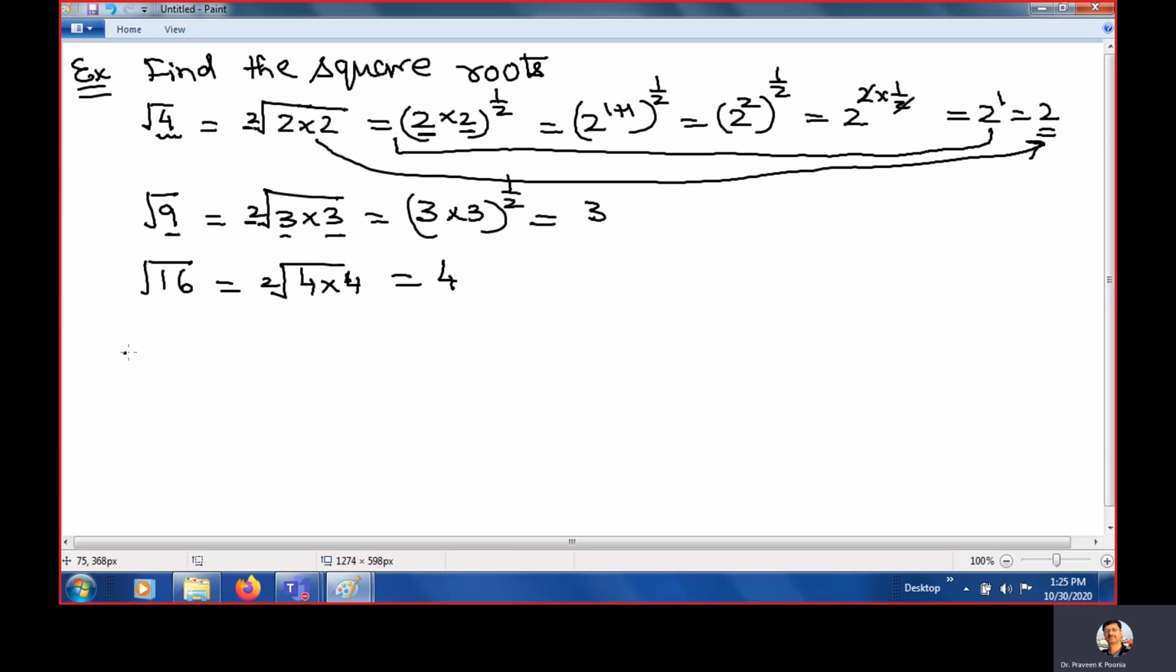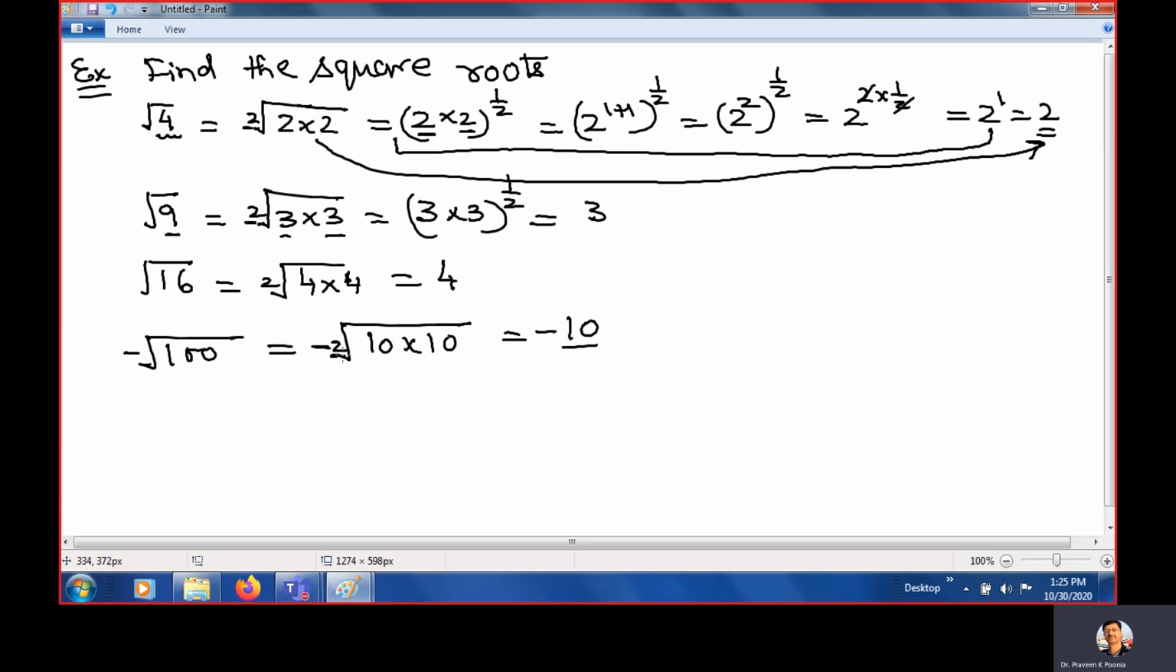Clear? Like there is a question, minus root 100. So minus is outside, so we are not concerned with minus. It is second, meaning square root. 100 you need to break into two equal parts. 10 times 10. So it will be 10 only outside. Understand? So only one part is coming.